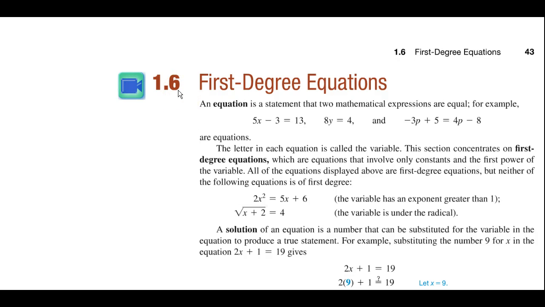In section 6 of chapter 1, we're going to take a look at first-degree equations. Now, the degree of a term, we said, was what exponent it had on the variable, and for these, there is apparently no exponent, but there is a 1 there. So these are first-degree equations.